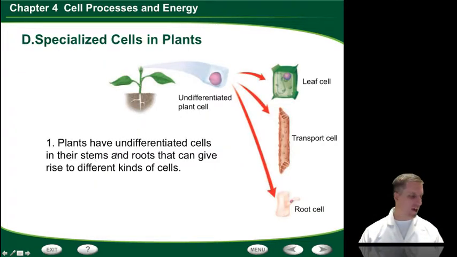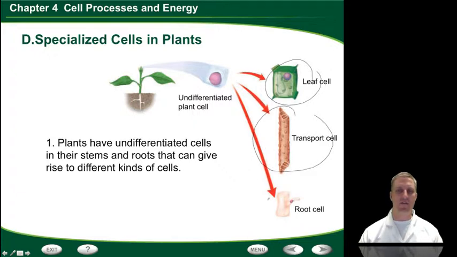In plants, they don't have stem cells, but plants have undifferentiated cells in their stems and their roots that can give rise to other cells. So let's say in the roots of the plant, a cell can become a leaf cell. It can become a transport cell like the xylem and phloem. It can become a root cell. And so plants have this ability to take one cell that's undifferentiated and allow that cell to differentiate.